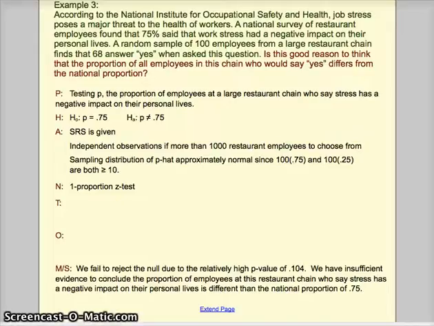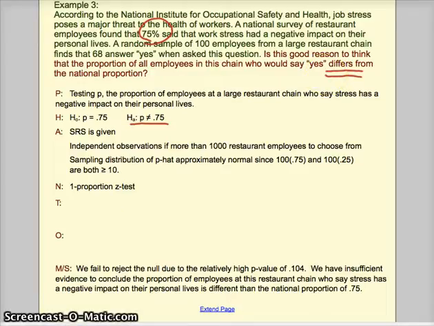The only difference here is that it's still a significance test using one proportion, but we have a two-sided test. Here we're testing p, the proportion of employees at a large restaurant chain who say stress has a negative impact on their personal lives. We've defined our variable p. The null is that it's 75%, that nothing's different from the national proportion. The question is, are they different? Look for the clue: we have the word differ, so it's a two-sided test.